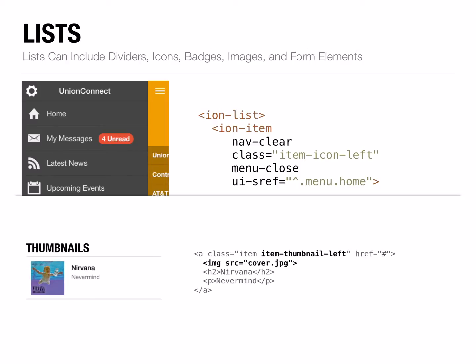Avatars for a small image, typically of a person, and thumbnails for somewhat larger images in lists. Item-thumbnail-left, item-thumbnail-right. Very easy to set that up.